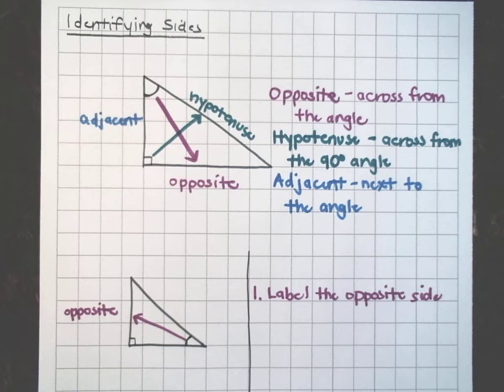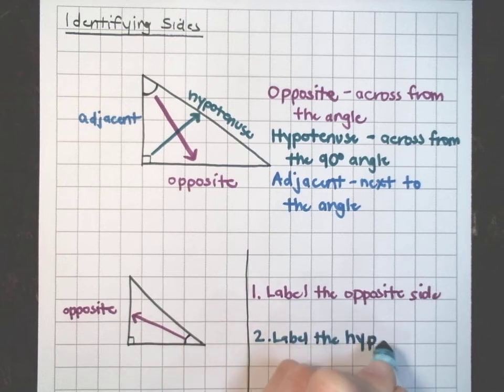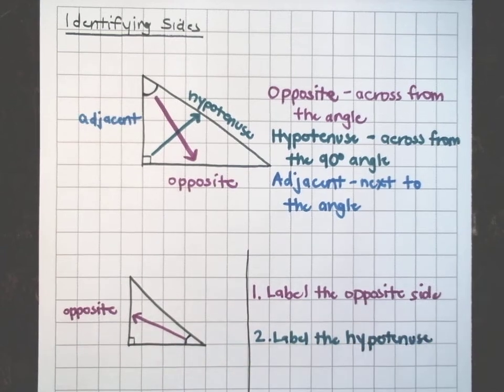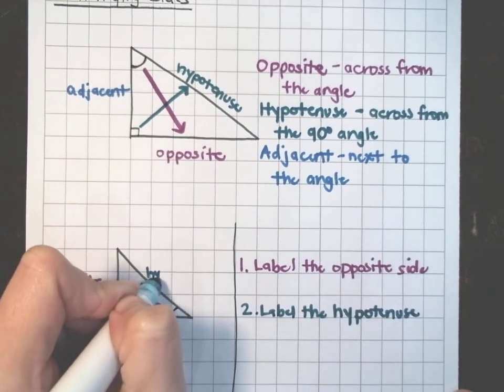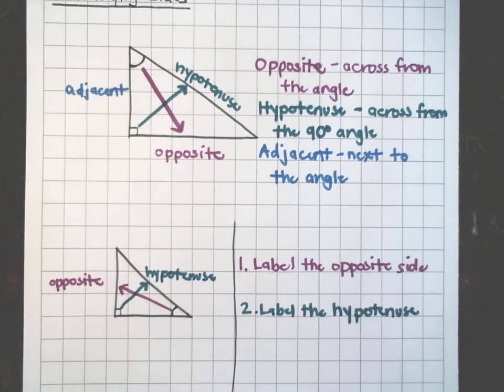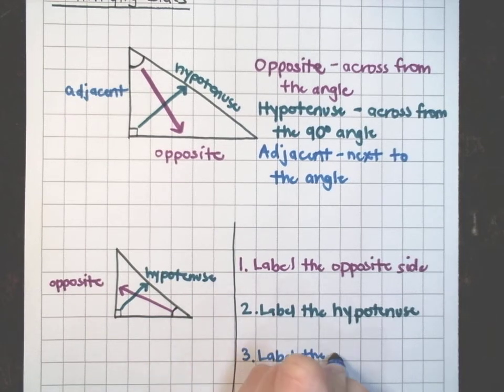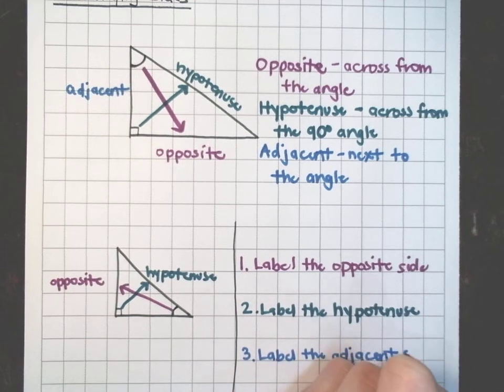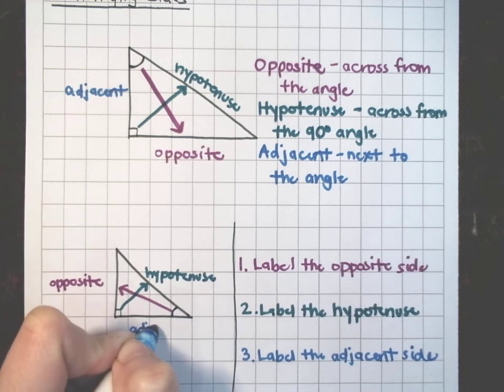Then you want to label the hypotenuse. So you find that right angle and you find the side opposite of your right angle, and that is your hypotenuse. And then the only side that you have left is your adjacent side. So lastly, you're going to label the adjacent side. So this side right next to it is adjacent.